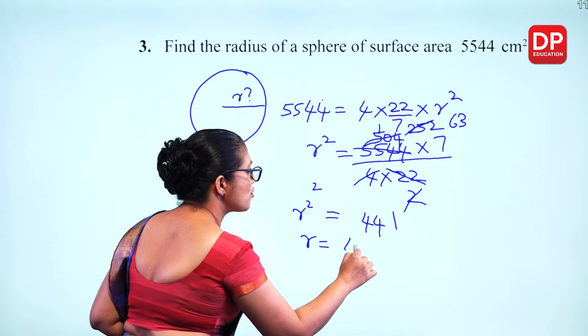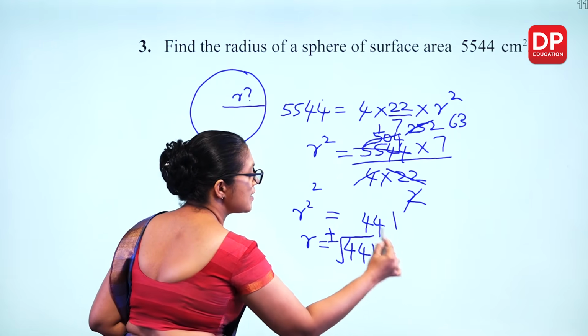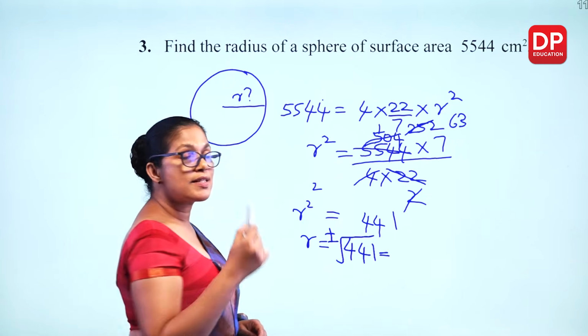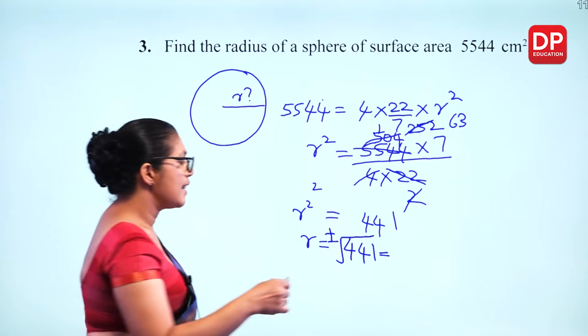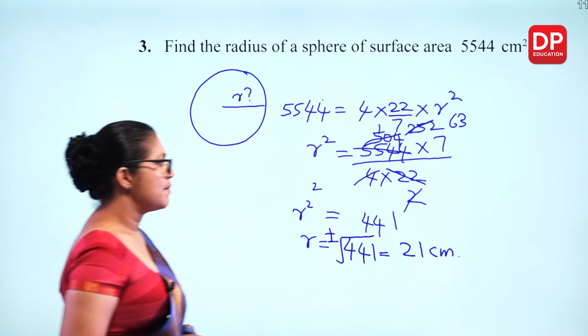So what's the square root of 441? You get plus or minus 21. But you take the positive value because this is a length. So we take 21 centimeters.